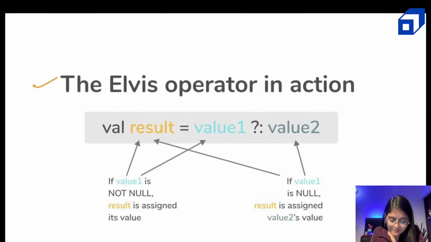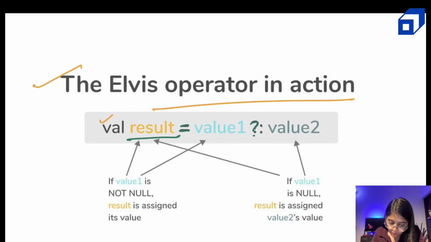So this is the Elvis operator in action. val is the keyword here, result is the name of the variable, equal to value1 ?: value2. So if value1 is not null, then result is assigned its value. That is the result variable.